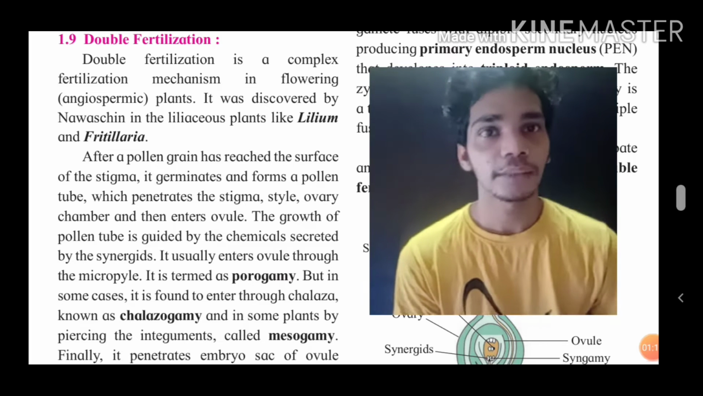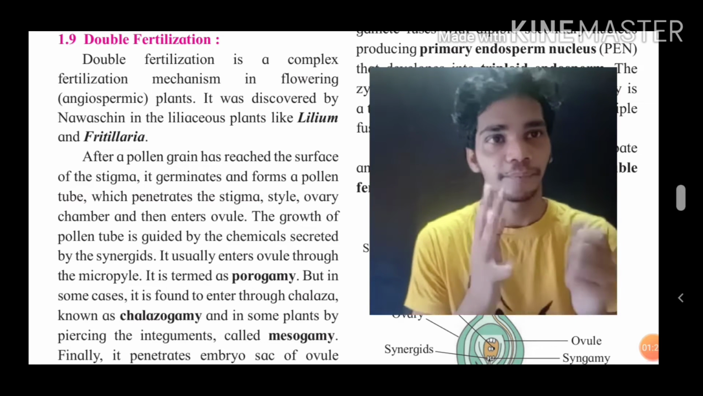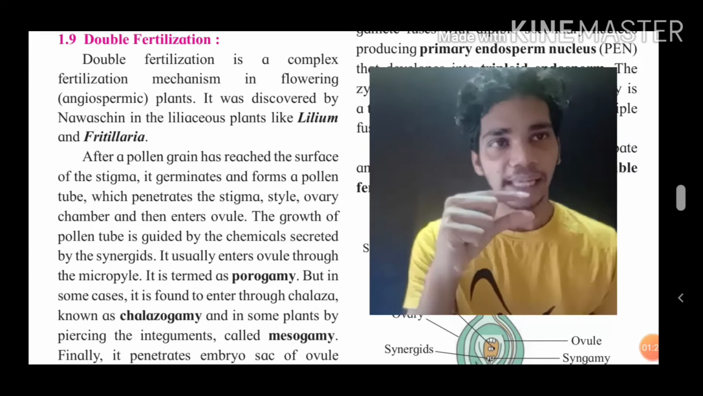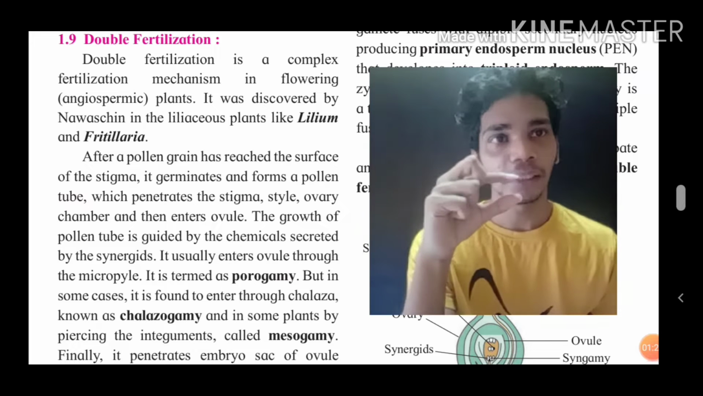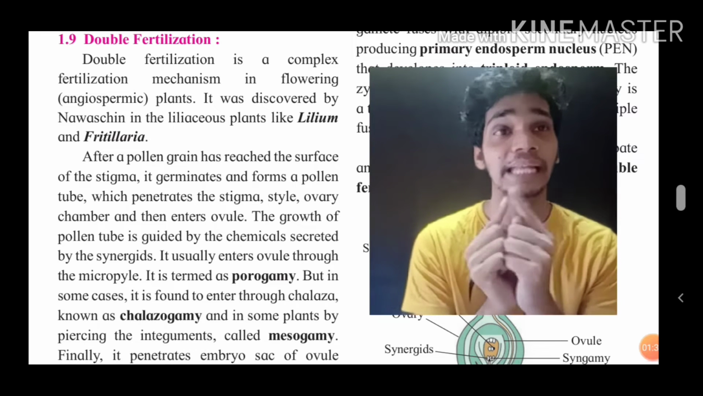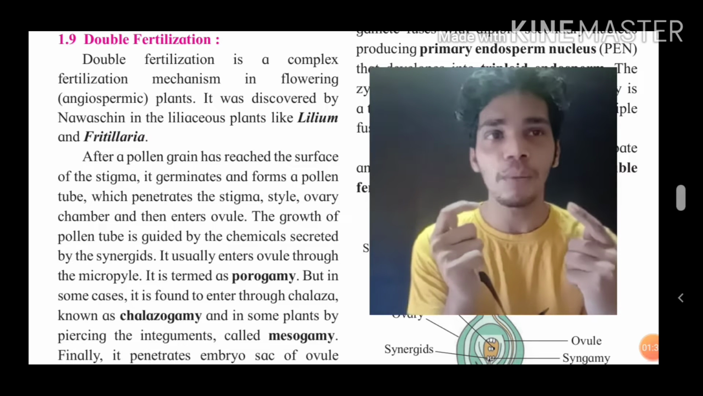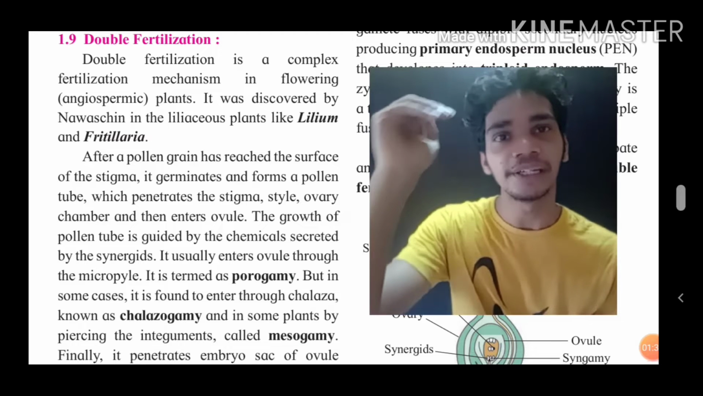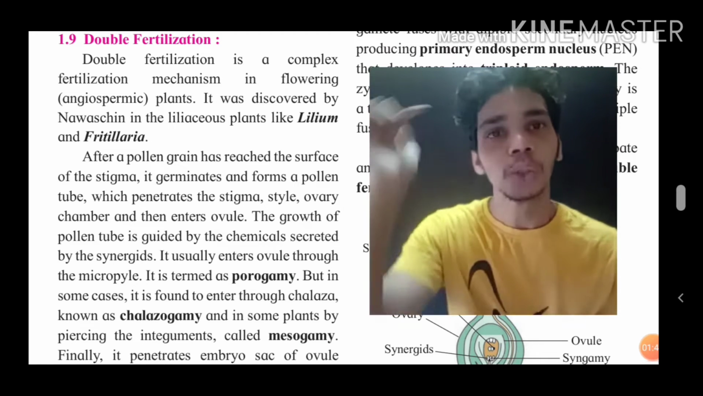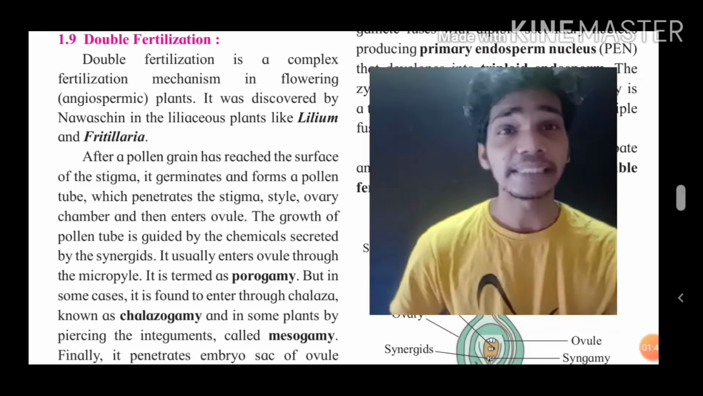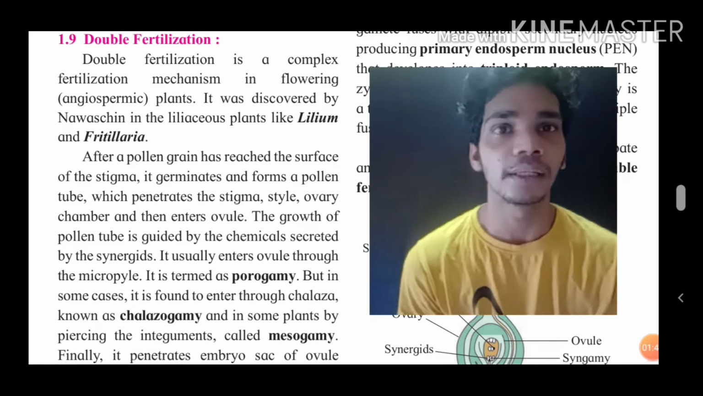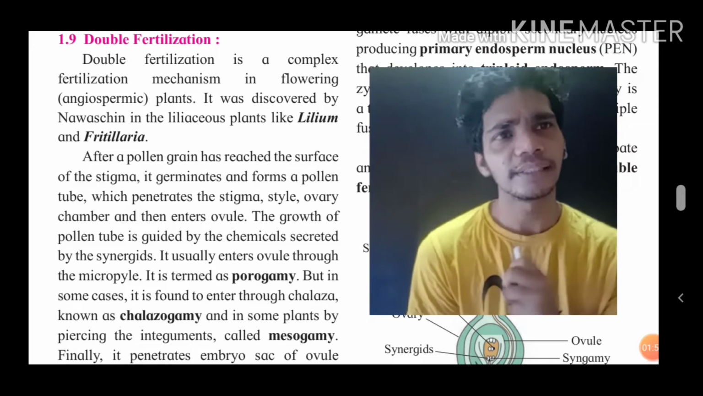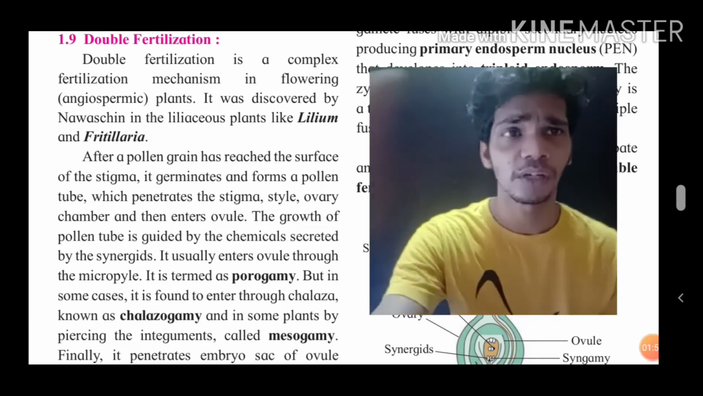We have considered this point many times: the synergids, at the chalazal end and the micropylar end. At the micropylar end, there are three cells. In between two cells there is the egg cell, and the egg cell is guarded by the synergids having the filiform apparatus. This filiform apparatus is responsible for guiding the pollen tube, after piercing the embryo sac, to reach the egg cell. They secrete some chemicals, and that is what we are studying here. So it usually enters the ovule through the micropylar end. We have studied three parts. What are those three parts?